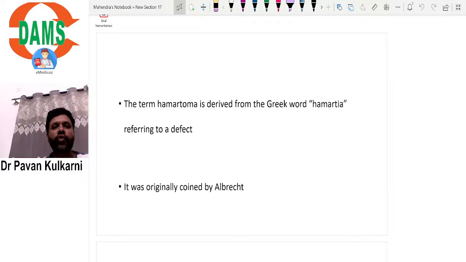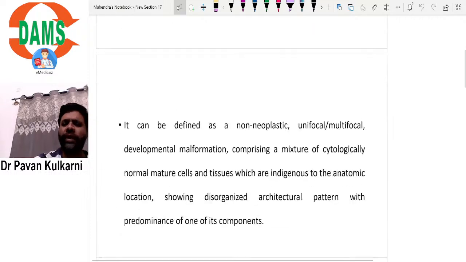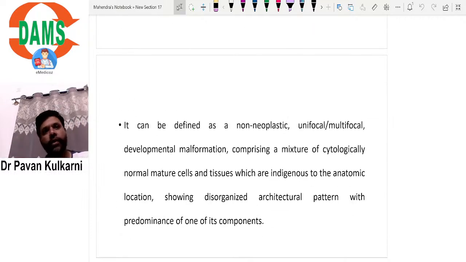Originally, this word was coined by a scientist called Albrecht. This is not that important, but what is important here is its definition. I'm not asking you to memorize this definition by heart, but understand the concept behind it. This definition will tell you everything about hamartoma. What exactly is hamartoma? It is non-neoplastic. That means it is neither a benign nor a malignant tumor. It is non-neoplastic.